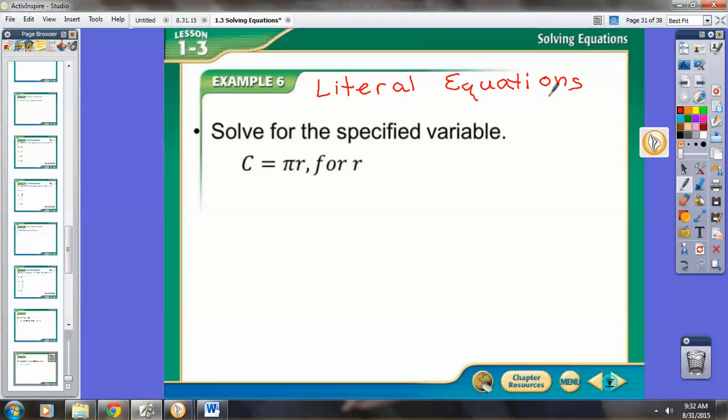So in this first example, we have C equals pi r, pi times r. And they're asking us to solve for r. So think about what operation you're doing. What are you doing between pi and r? Multiplication. And what undoes multiplication? Division. So we'll divide both sides by pi. Divide both sides by pi, and we are left with r equals C divided by pi. We're solving the equation just like we would with numbers. Same operations.